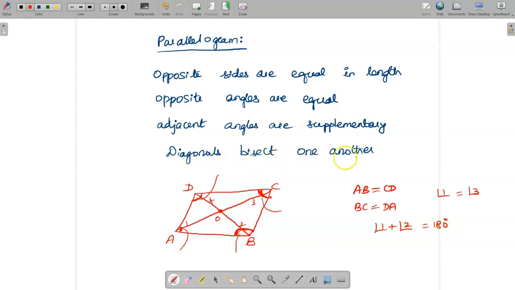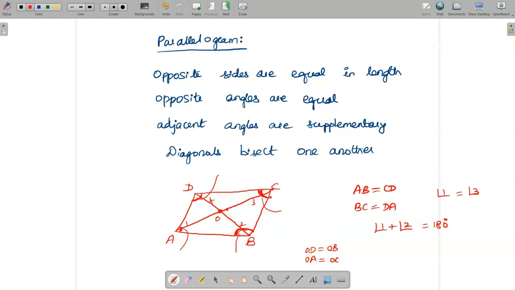And then diagonals bisect one another. So here BD and AC are diagonals. When we draw the diagonals, these will bisect one another. Bisect one another means here we have a meeting point, right? So these two diagonals are meeting here, bisecting at this point. When it bisects, this value and this value will be equal. Similarly, this value and this value will be equal. That is, OD is equal to OB and OA is equal to OC.